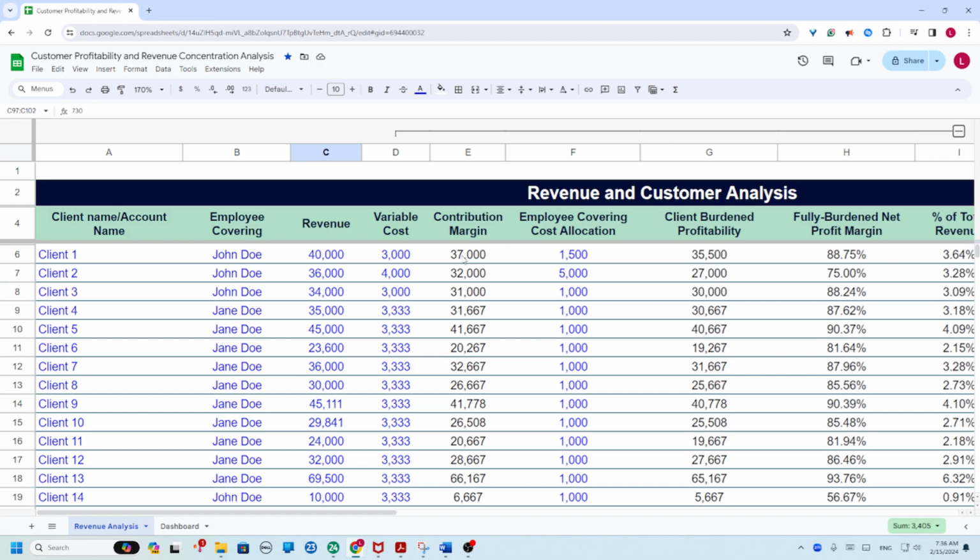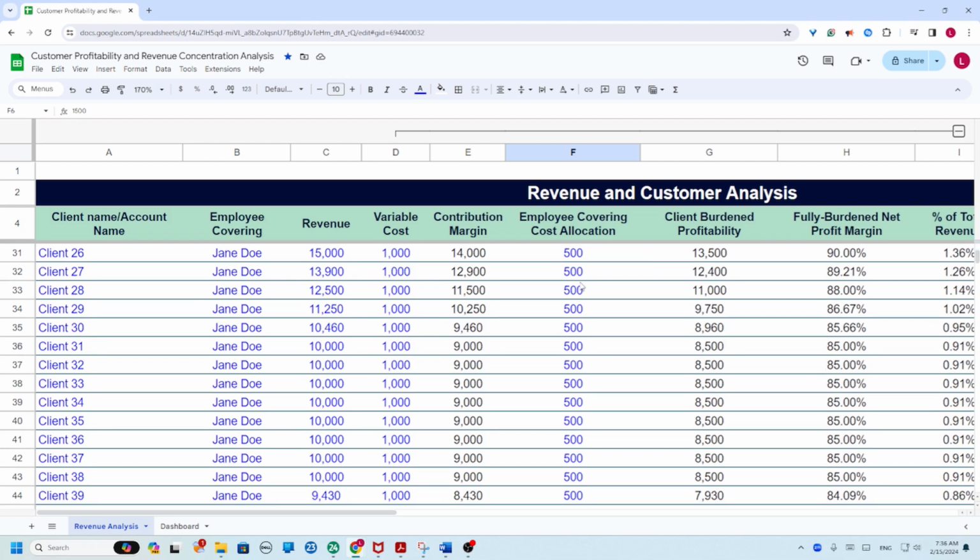But that's not all that we need to look at, right? We also need to allocate the cost of our employee who oversees that account to that specific client, right? There is a proper way to do that so that we're not over-assigning costs to one client versus the other, right? So that's very important, very, very important.